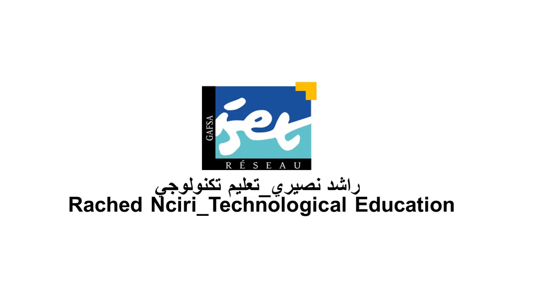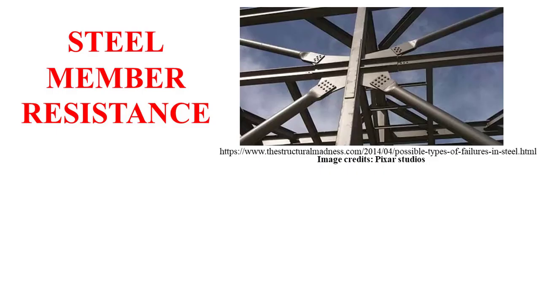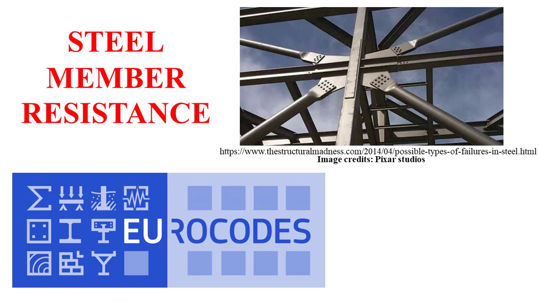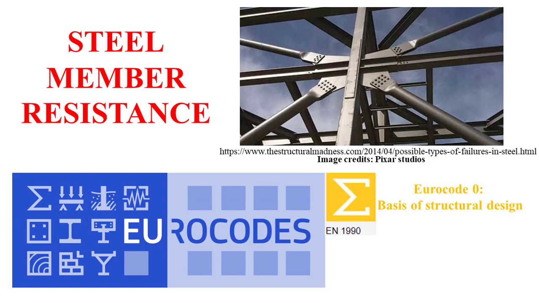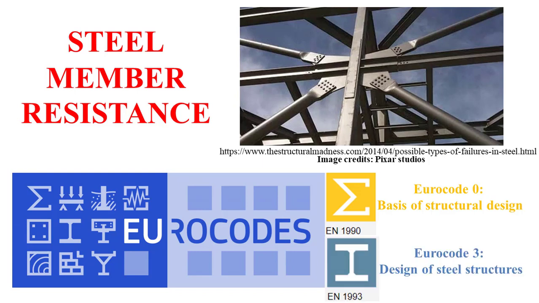Hi students, I'll try in this educational video to introduce my series of lessons about steel member resistance verification based on the Eurocode standards, especially the Eurocode 0, related to the European Standard EN 1990, which handles the basis of structural design, and also the Eurocode 3, related to the European Standard EN 1993, which handles the design of steel structures, of course, as simply and as clearly as possible.